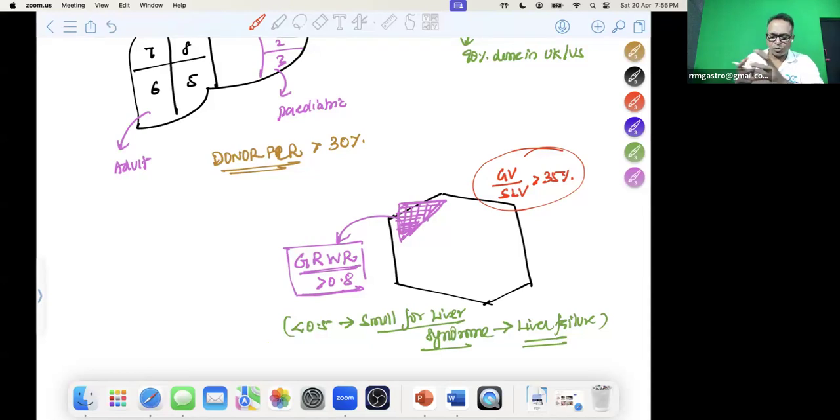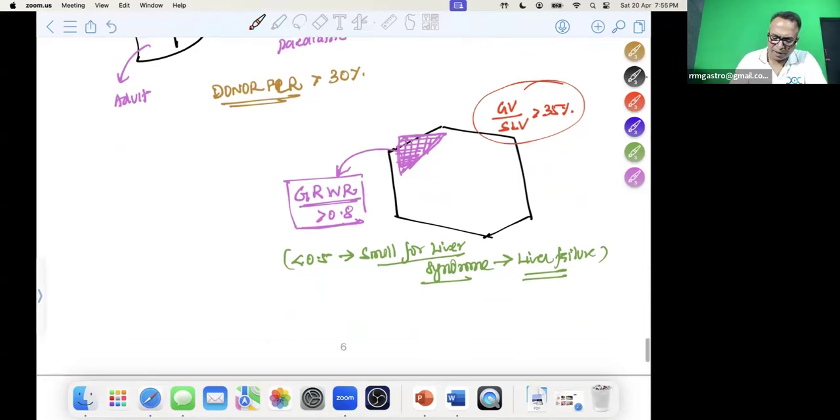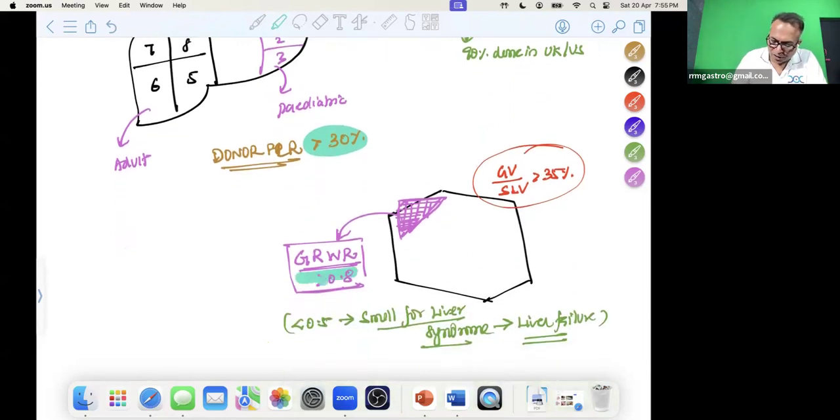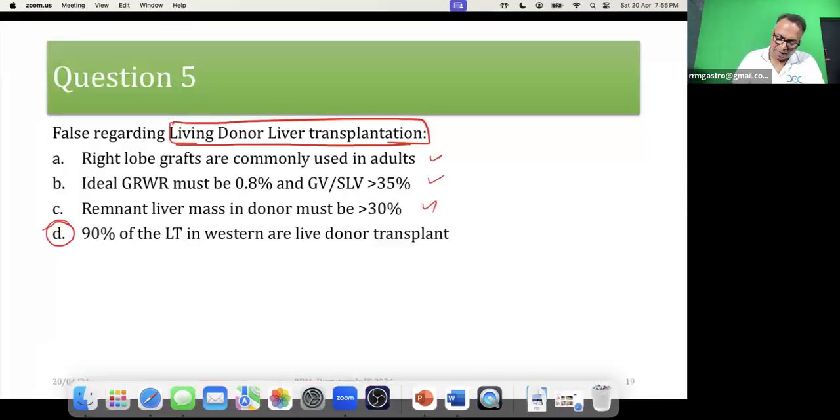That is very important. These are some of the basic concepts from Bailey and Love. The donor should have at least 30% of the remaining liver. The recipient should receive a GRWR of more than 0.8, and graft volume versus standard liver volume should be more than 35%. So don't forget these MCQ points from Bailey and Love.